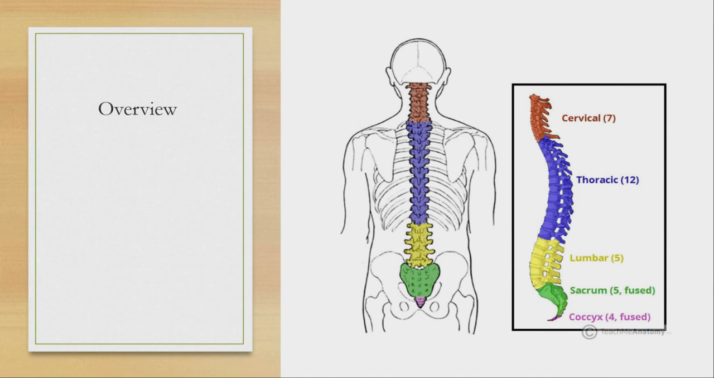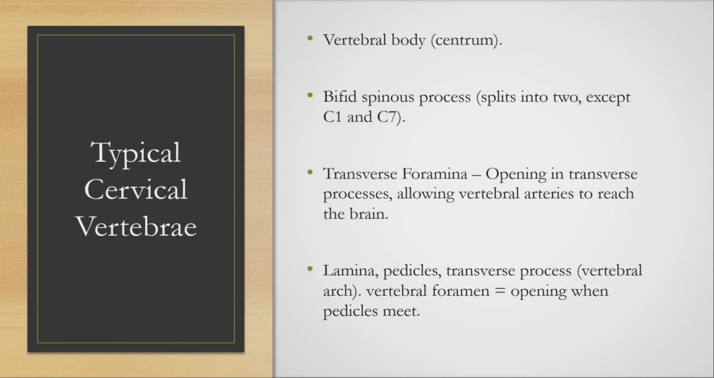And there's also 5 sacral vertebrae which are fused and 4 coccyx vertebrae which are fused, but I'm only going to be talking about the cervical, thoracic and lumbar vertebrae. The typical cervical vertebrae has a vertebral body, also known as a centrum, and that's the weight-bearing portion of the vertebrae. It also has a bifid spinous process, which means it splits into 2, and this is on the vertebrae C2 to C6, because C1 and C7 are atypical.